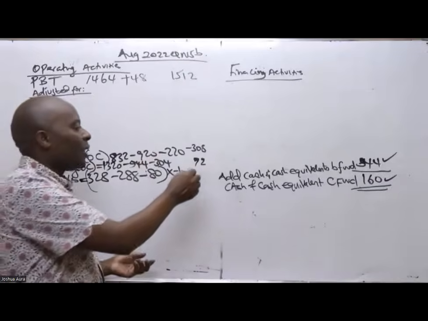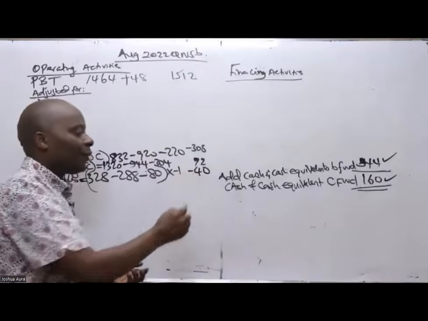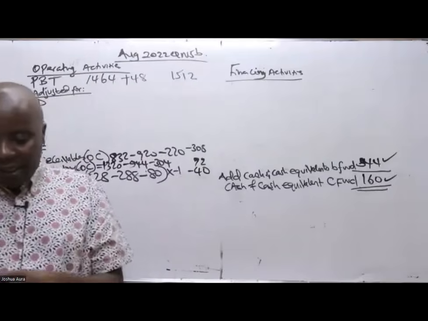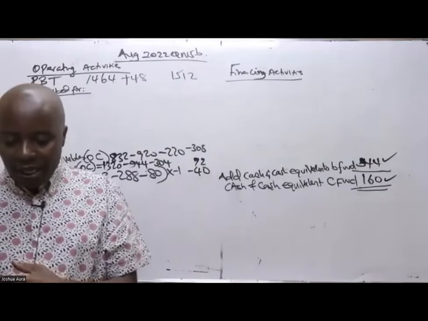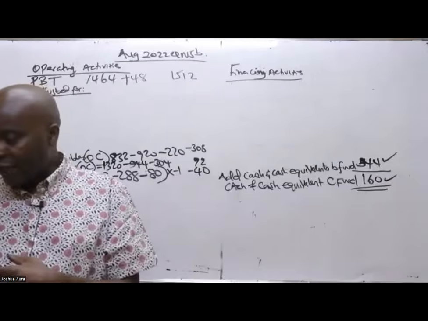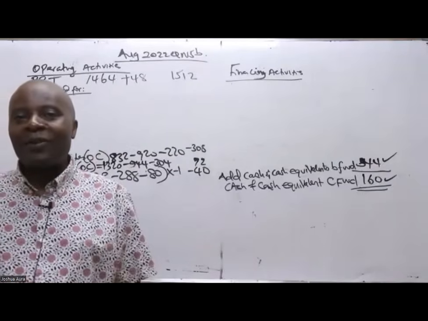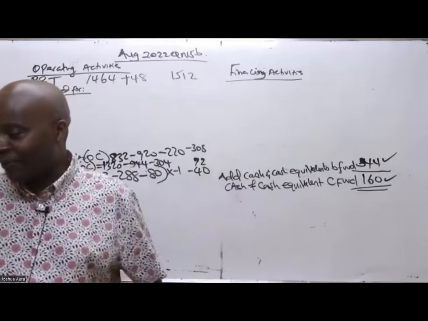So then what are we getting here? Is there anybody who is getting 40 negative? They are telling me that the answer is supposed to be 40 negative. So up to there, are we together?